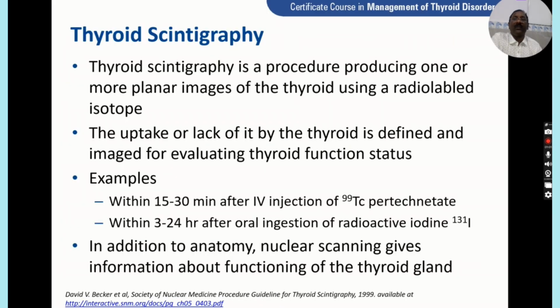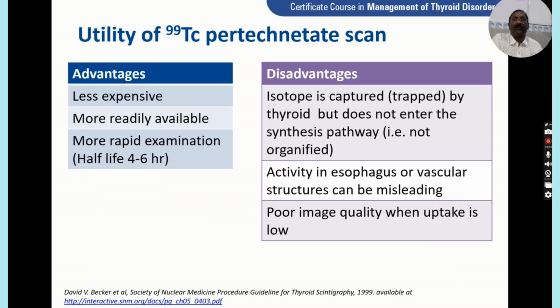Thyroid scintigraphy is a procedure producing one or more planar images of the thyroid using a radiolabeled isotope. This is the radioisotope scan: thyroid scan, isotope scan. The uptake or lack of it by the thyroid is defined and imaged for evaluating thyroid function status. There are advantages and disadvantages: less expensive, more readily available, more rapid examination.